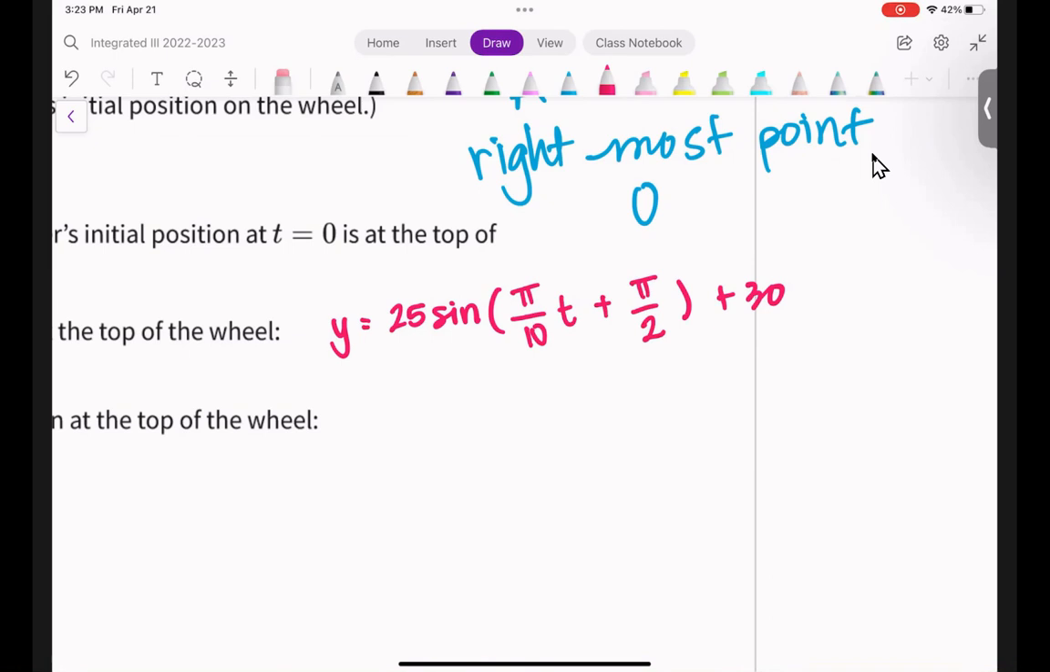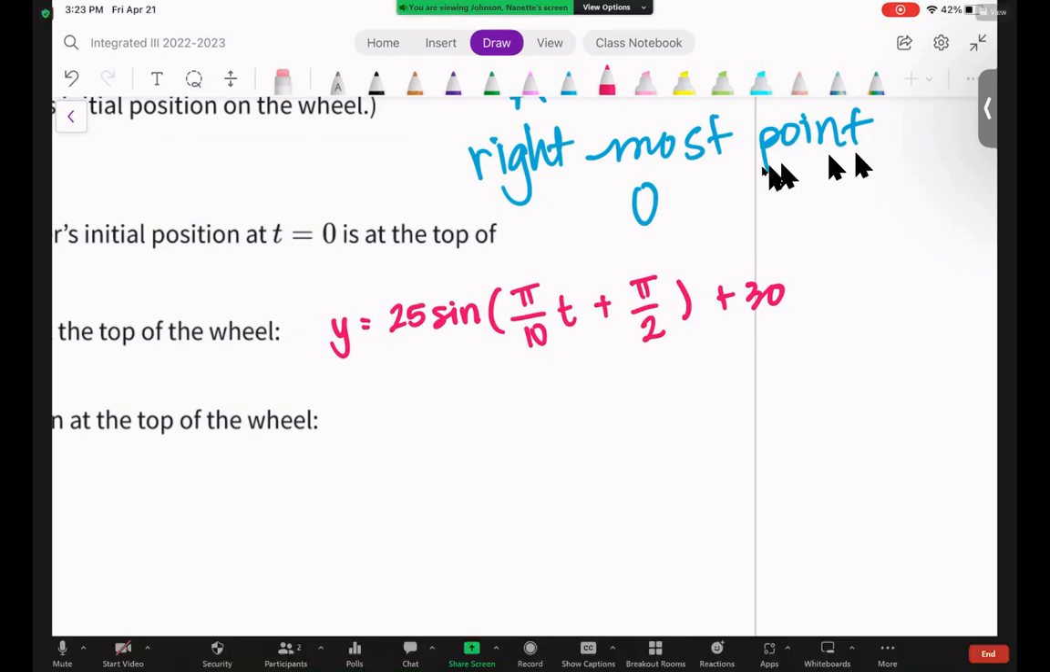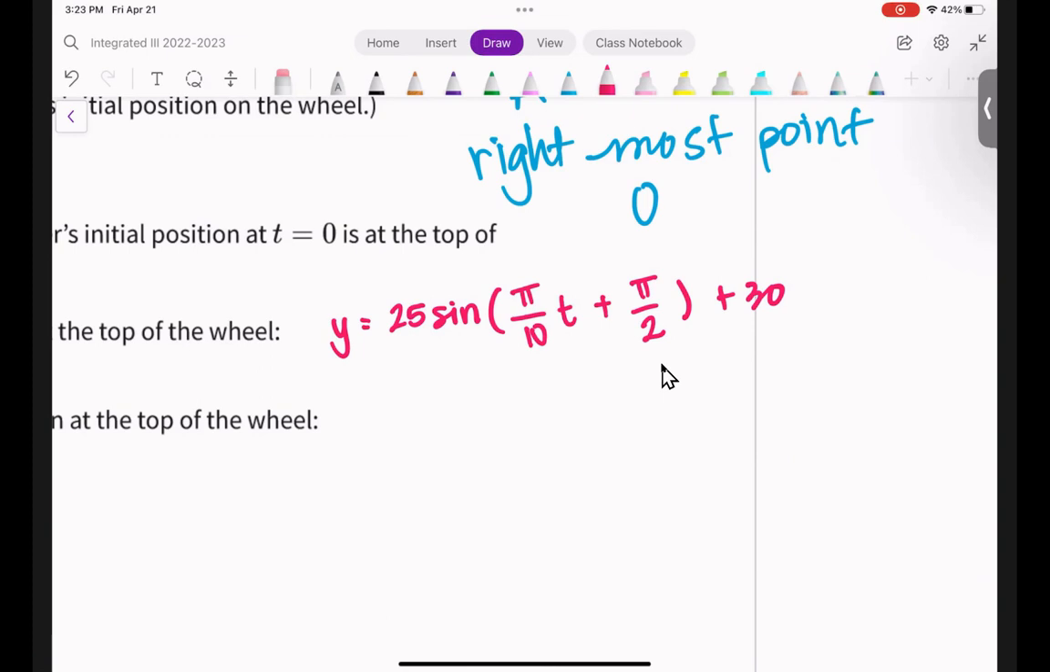So this is the reason why we have this pi over 2, because that's where the rider is when he is at pi over 2. So it's very familiar to us, okay? So same thing goes for the other guy. It's going to be y equals 25 cosine, still pi over 10, still times t, still pi over 2, plus 30. So nothing really changes except for that pi over 2.